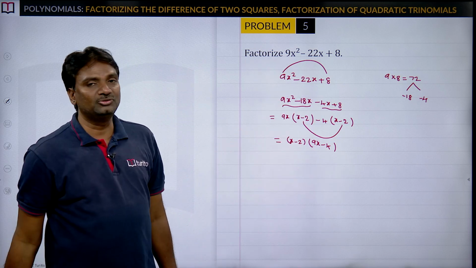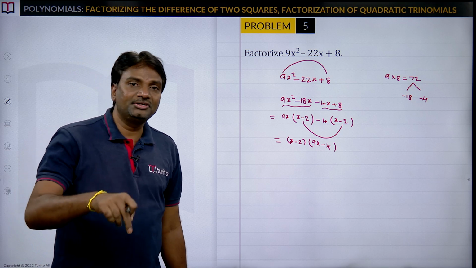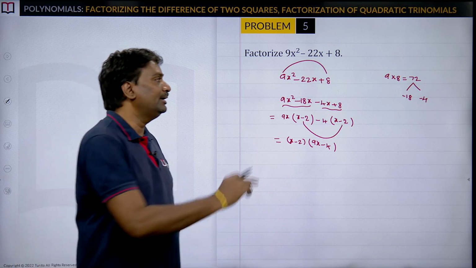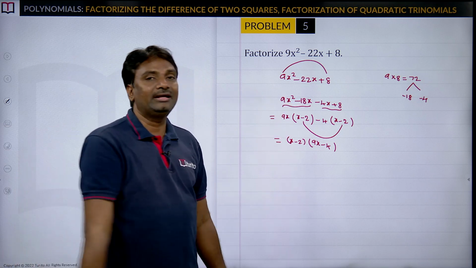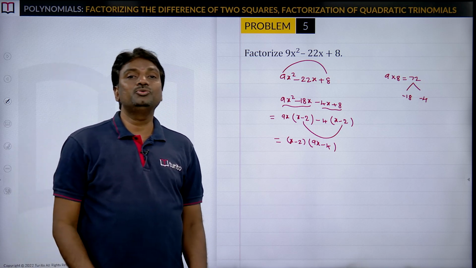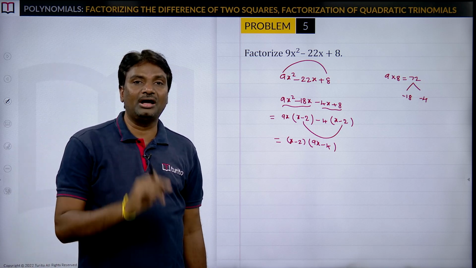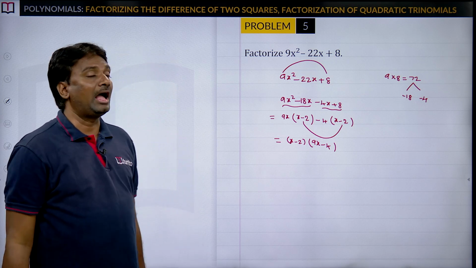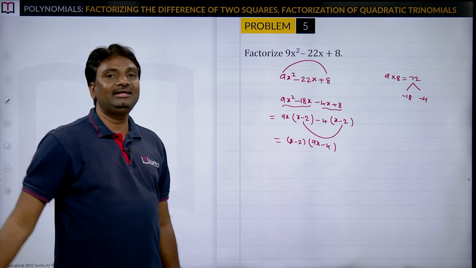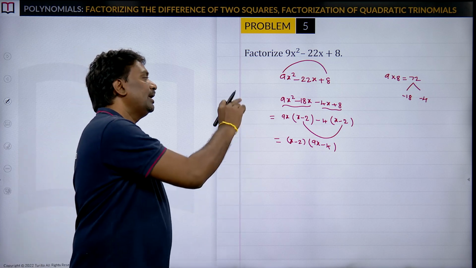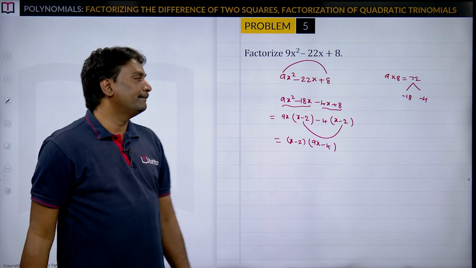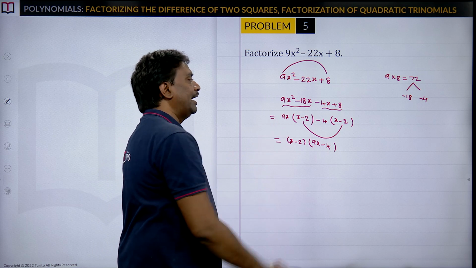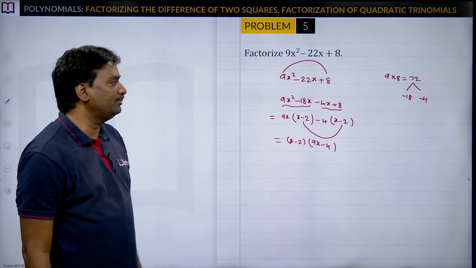8 into 9 is 72, those are also factors. 36 into 2 is also 72, but by adding them we are not getting the middle term. According to the middle term, you can choose the factors. So, by taking minus 18 and minus 4 as the factors, minus 18 into minus 4 is plus 72, and minus 18 minus 4 is minus 22. So, 9x square minus 18x minus 4x plus 8.